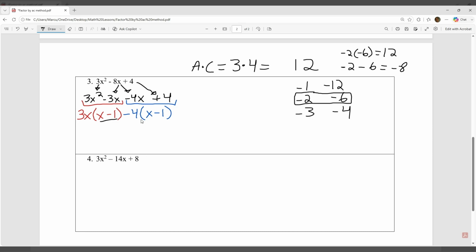So you're going to bring the x minus 1 down. So x minus 1. And then the terms outside, you put them together. So 3x minus 4. And again, the order does not matter. You can have 3x minus 4, x minus 1, or you can swap them around and have x minus 1 and then 3x minus 4. So please go ahead, pause the video, and try question number 4.